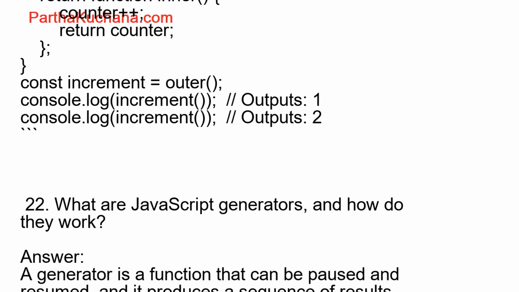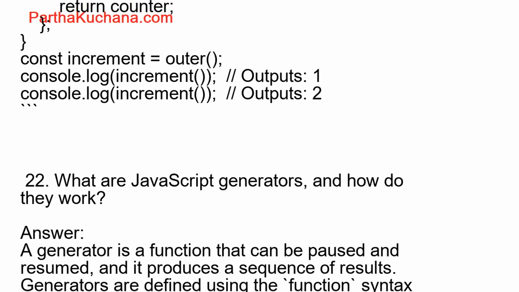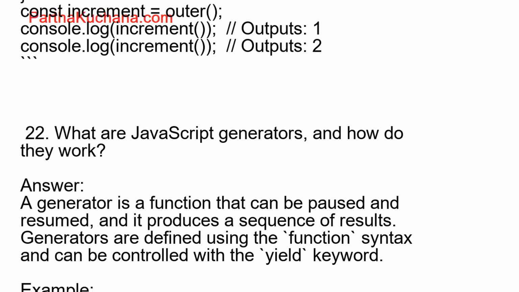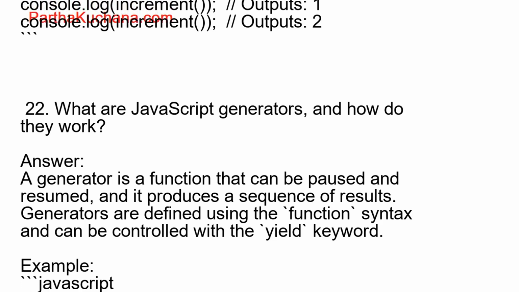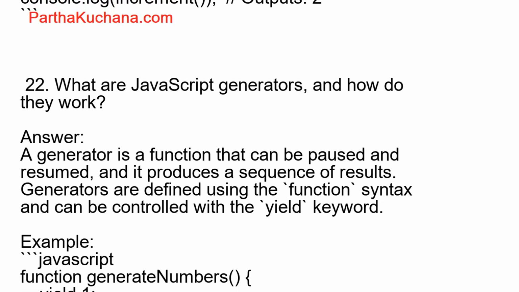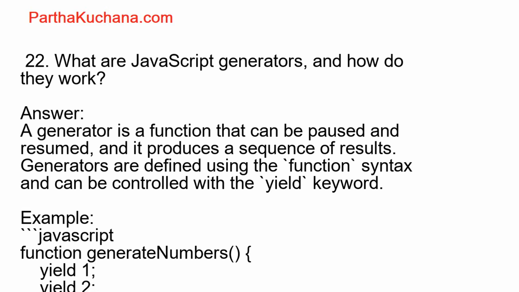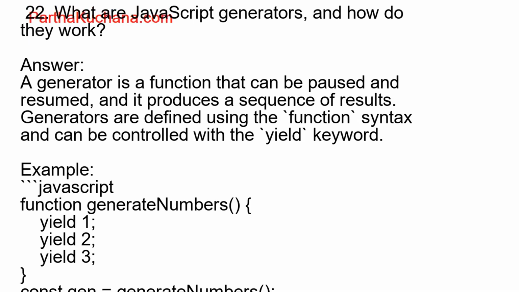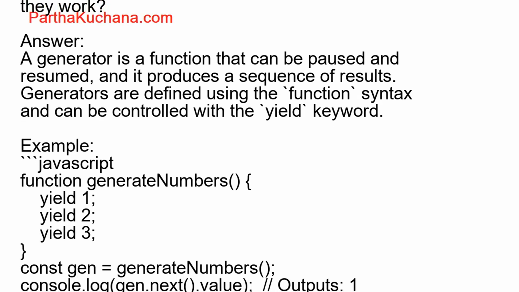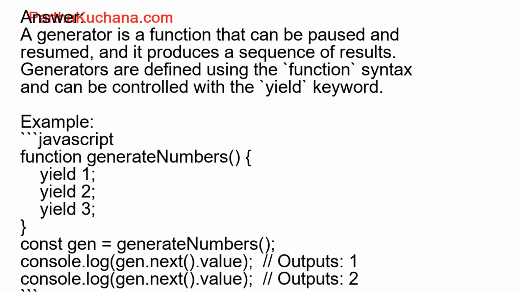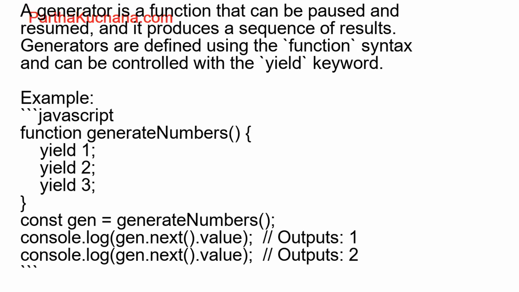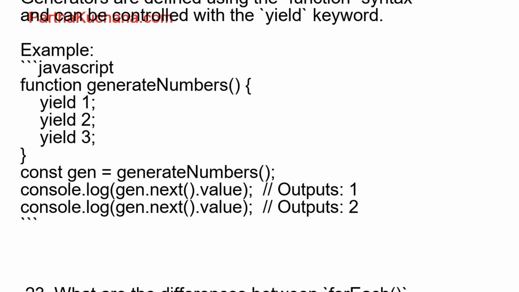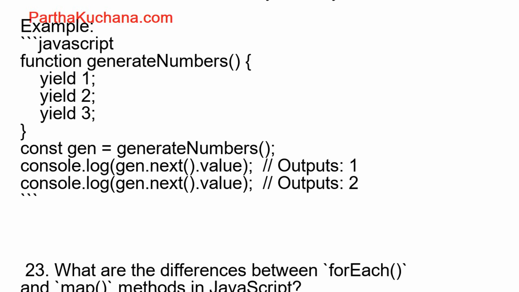23. What are the differences between forEach and map methods in JavaScript? Answer: forEach executes a provided function once for each array element, but does not return a new array. map executes a provided function once for each array element and returns a new array with the transformed elements. Example, JavaScript: let arr = [1, 2, 3]; let doubled = arr.map(x => x * 2); // [2, 4, 6]. arr.forEach(x => console.log(x * 2)); // logs 2, 4, 6, but doesn't modify the original array.